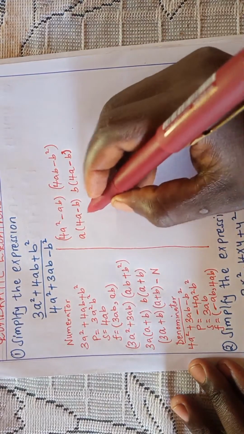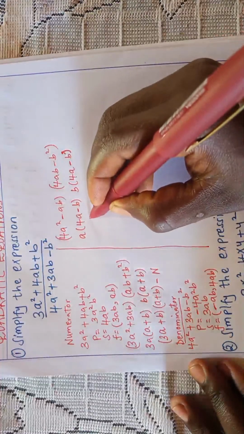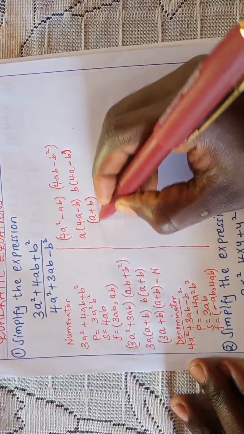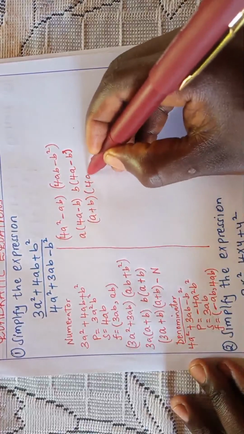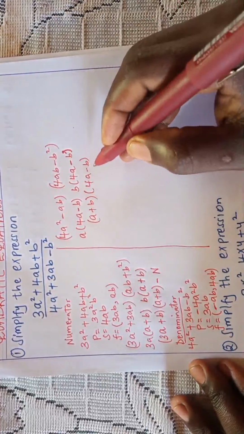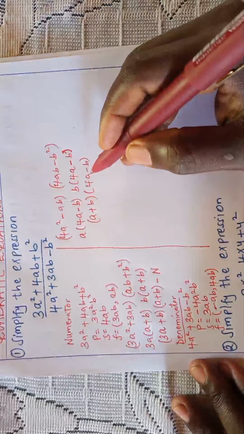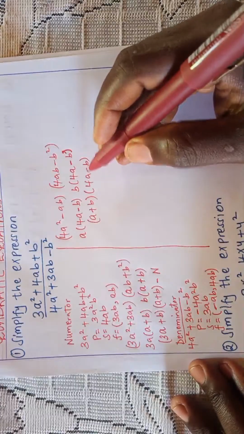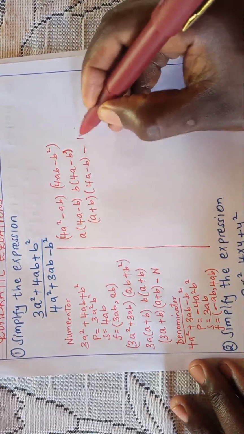Now, because the two brackets are the same, we are going to say it is a plus b, multiplied by 4a minus b. If you expand this, you are going to get a quadratic equation, and this is what we want. Let us call this our denominator.